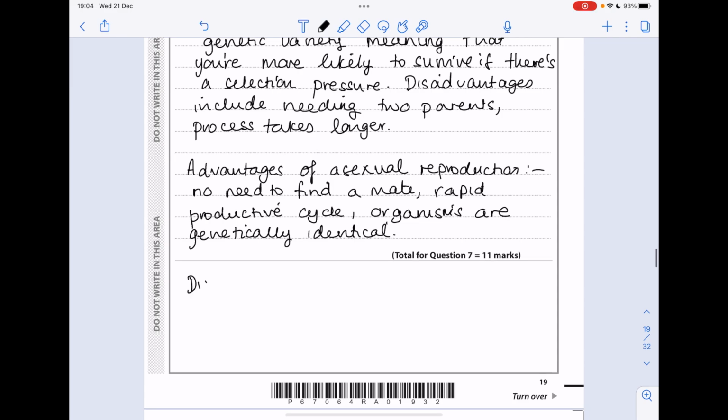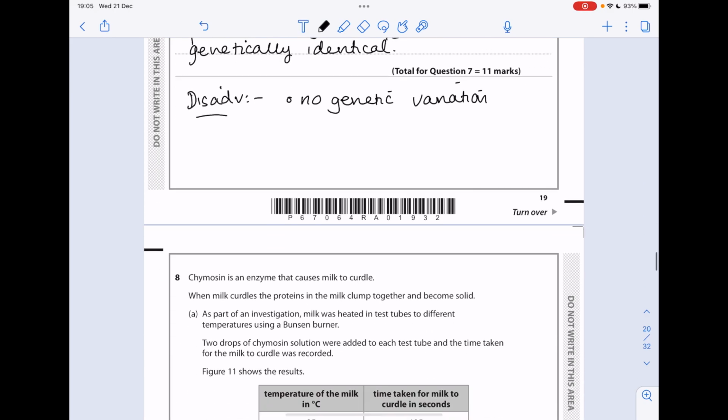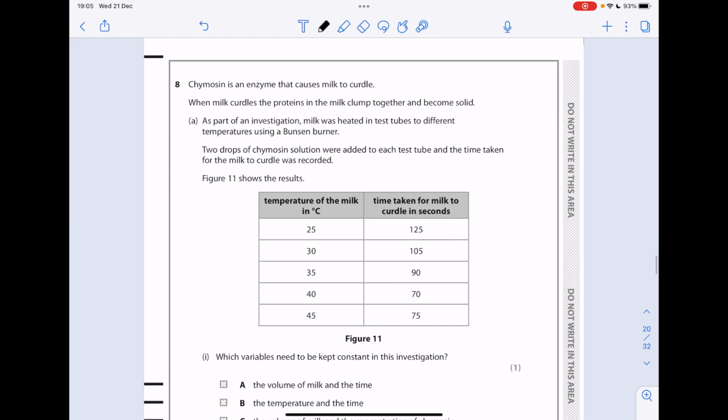However, the disadvantages are, as you'd expect, no genetic variation. So if there is a selection pressure, they're more likely to die out. But I've said way too much, really. We've got those 6 marks.